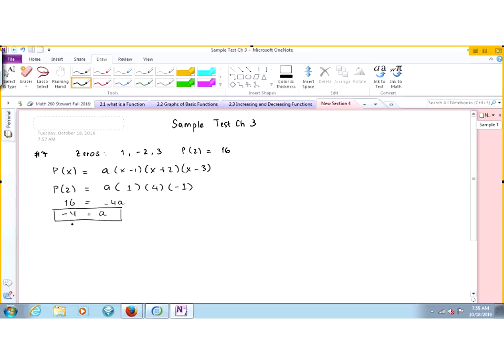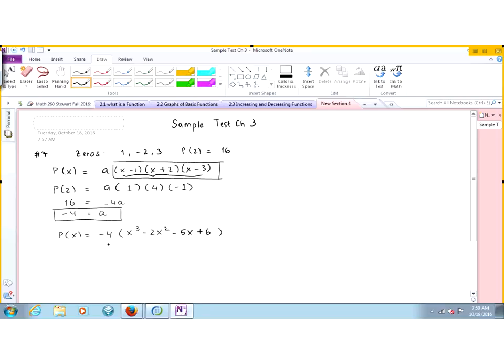Does that make sense? So P of x is equal to -4, and then you're going to multiply these. Does everybody know how to multiply these? You have to multiply it out. What is the answer after you multiply them out? X cubed minus 2x squared minus 5x plus 6? Okay. So if you multiply these out, then this is what you get.